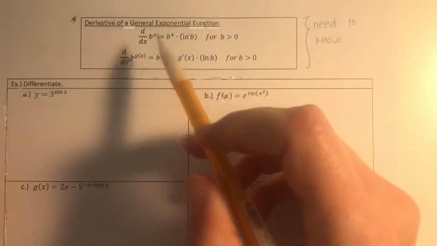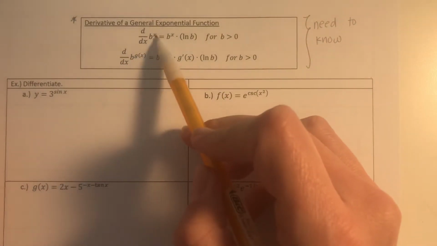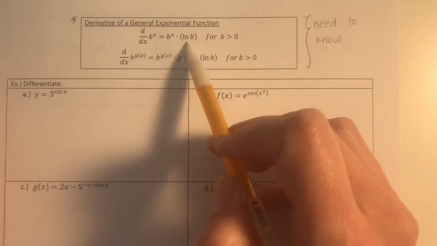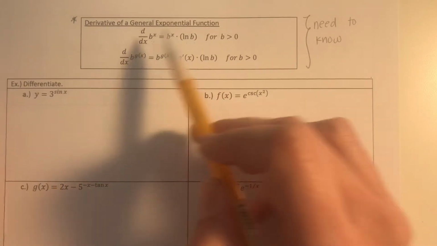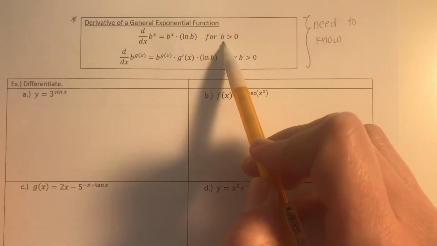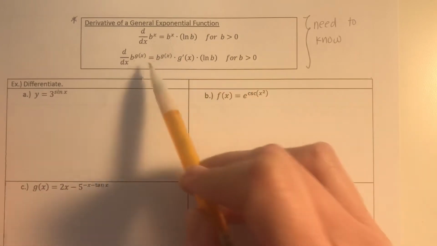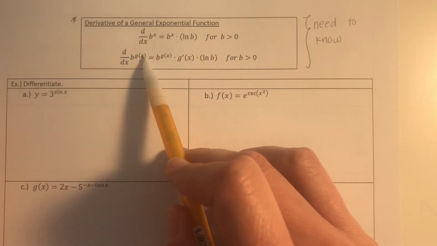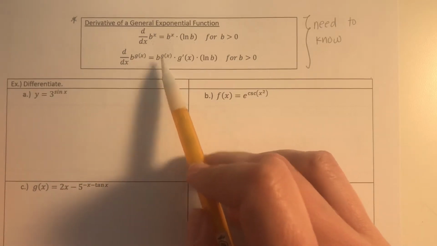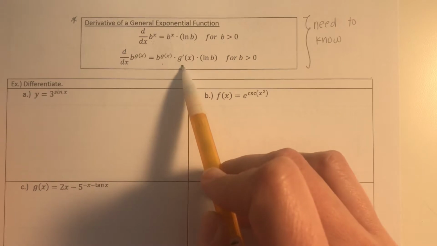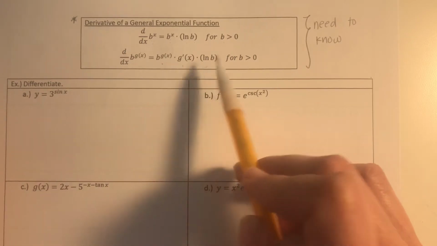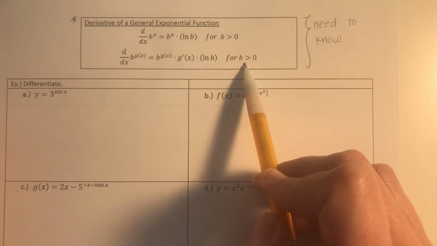The first one says the derivative of b to the x is equal to b to the x, stays exactly the same, times ln of b, ln of the base, for any b that's a number greater than 0. And if you had the same thing but with the chain rule, b to a function g of x stays exactly the same, times the derivative of that inside function, g prime of x, times ln of b, again for b being positive.